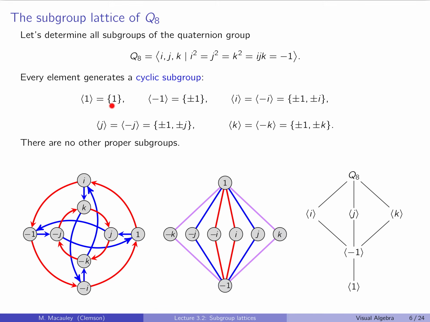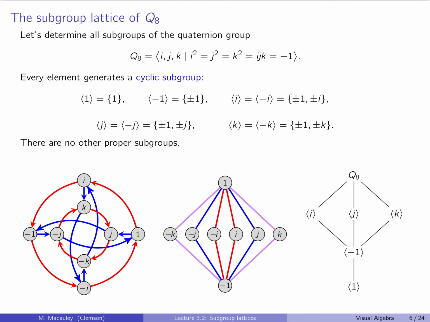1 generates a trivial subgroup, -1 generates a size 2 subgroup, and then the other 6 elements, i, j, and k, and their negatives, all generate an order 4 subgroup. And clearly, i and -i generate the same 4 elements, and similarly with j and k. So these are the cyclic subgroups, but I claim that these are all of them. There are no other proper subgroups.